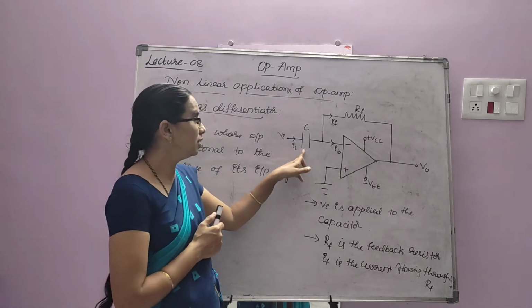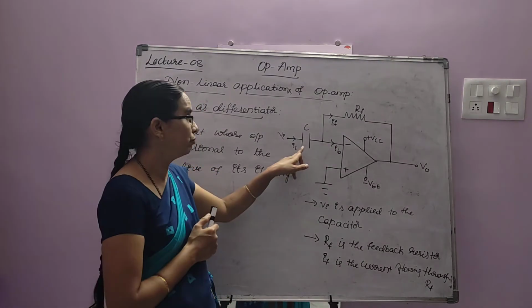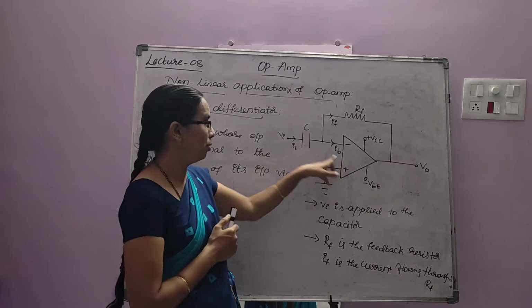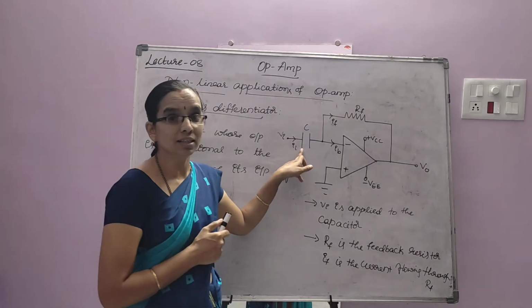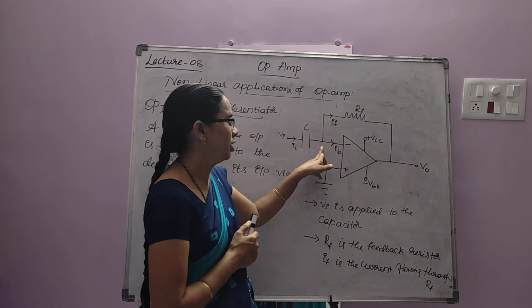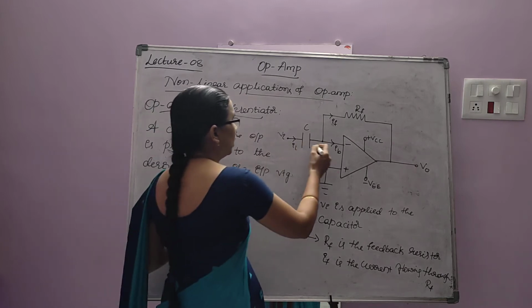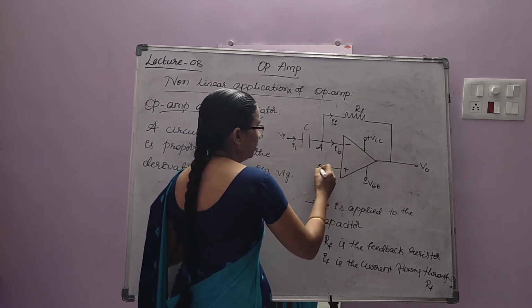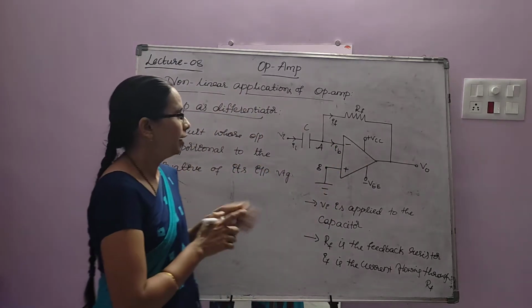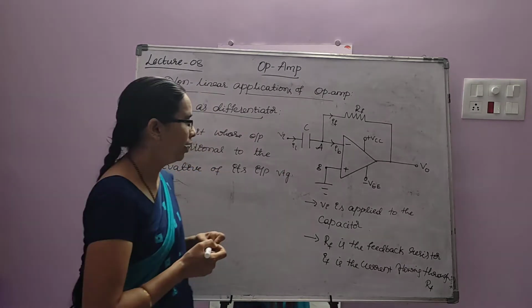So this is the op-amp differentiator circuit where the input is applied to the inverting terminal of the op-amp through a capacitor, not the resistor. RF is the feedback resistor which is connected between the point A, the inverting terminal, and the output. And IF is the current flowing through the RF.